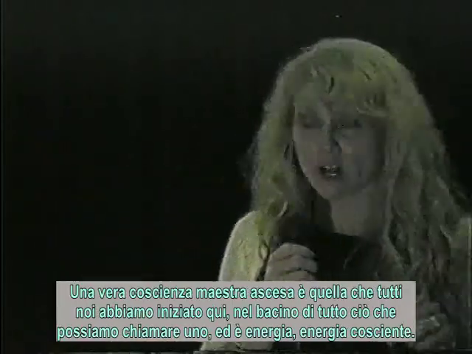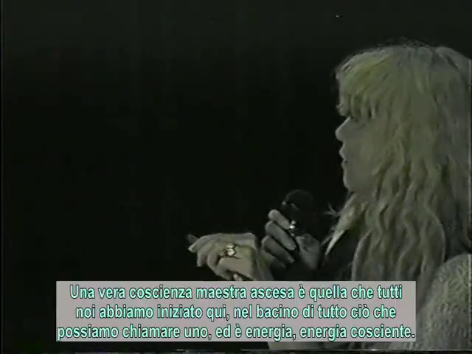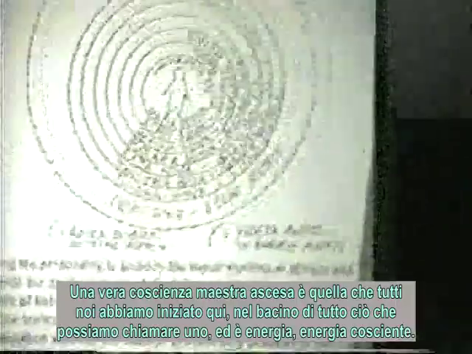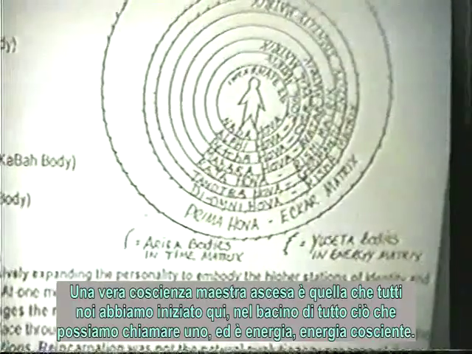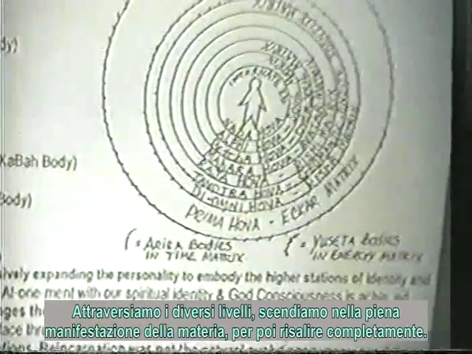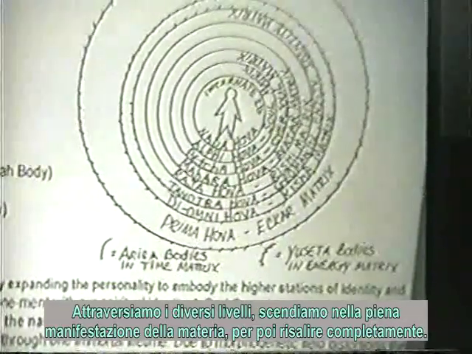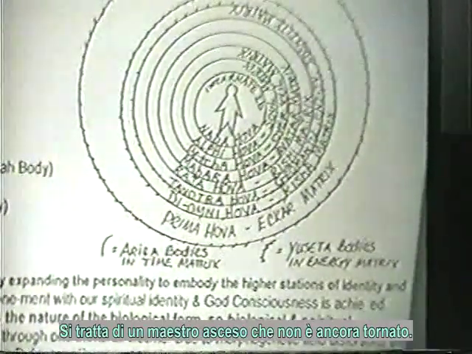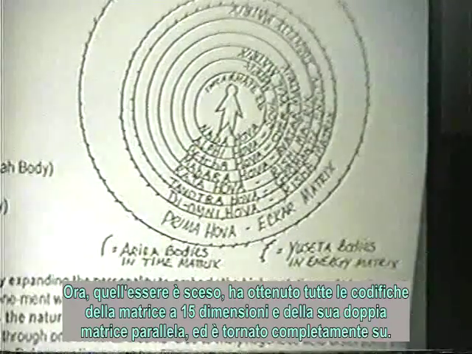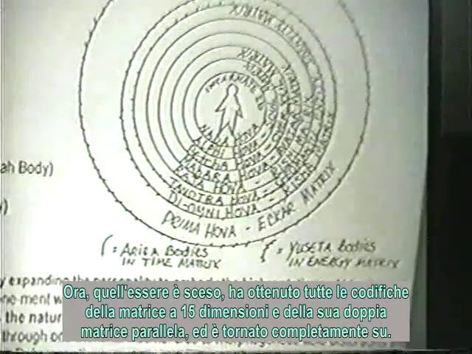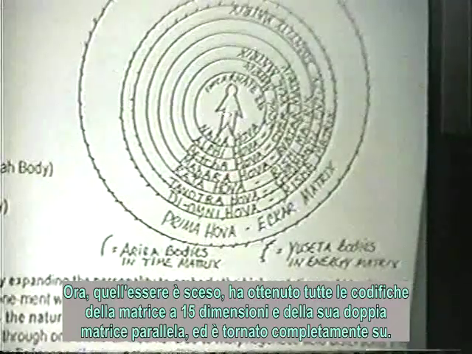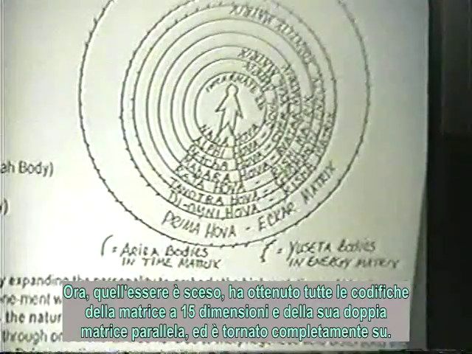A true ascended master consciousness is one who we all begin out here, in the pool of all we can call one. And it's energy, conscious energy. We move through the different levels and go down into full matter manifestation. Then we come all the way back up. That is an ascended master that hasn't come back yet. Now, that being has gone down, got all the codings of the 15-dimensional matrix and its double parallel matrix, and it's come all the way back up.